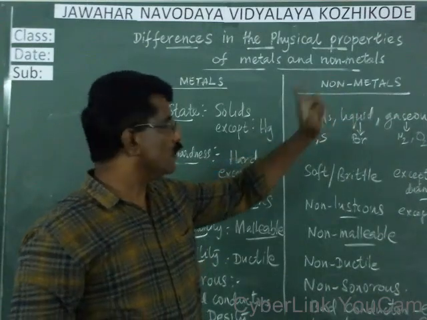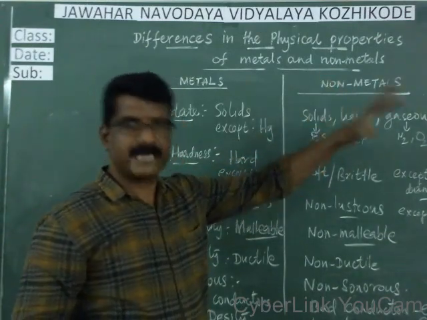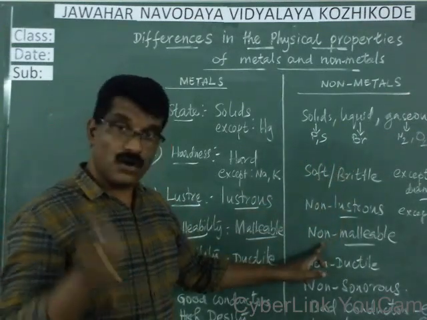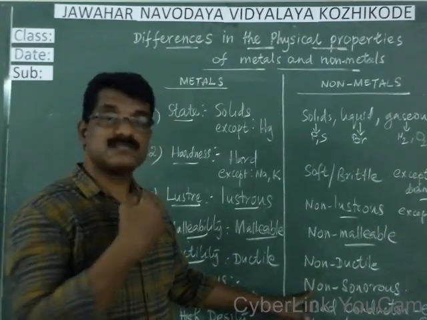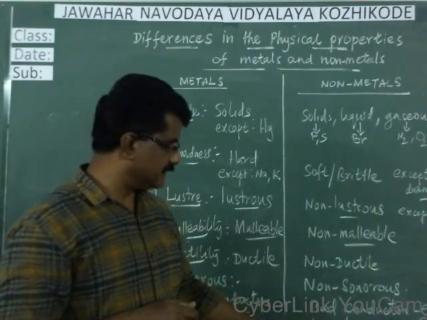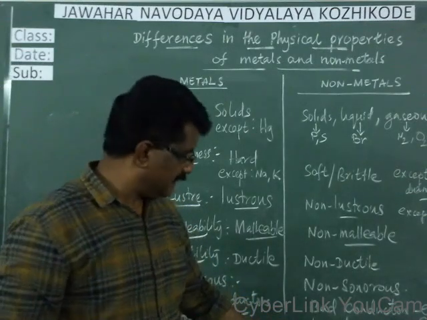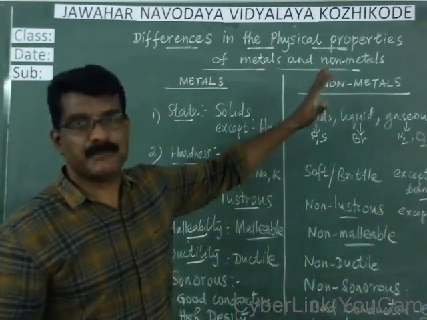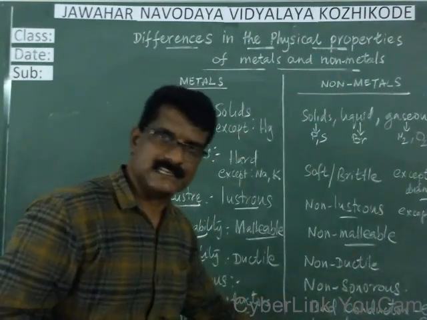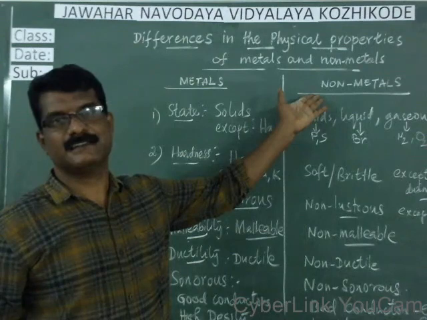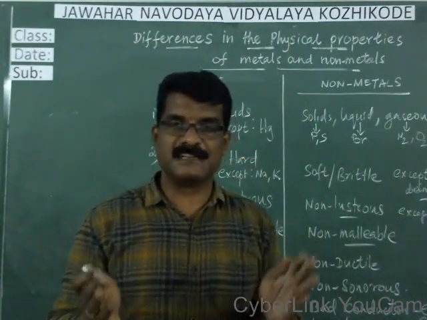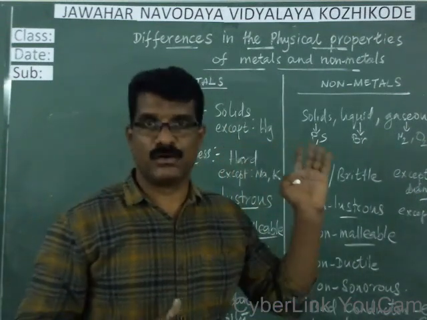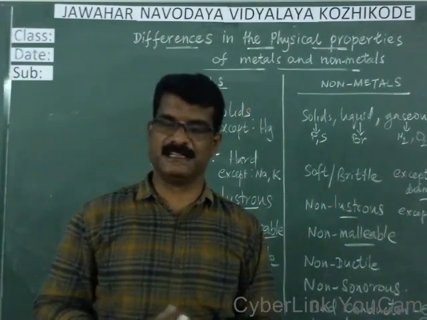And see the non-metals. Non-metals are solid, liquid or gaseous. They are soft or brittle. They are non-lustrous, non-malleable, non-ductile, non-sonorous. They are bad conductors of heat and electricity. They have less density and a low boiling point and melting point. So those elements which possess these characteristics are kept under non-metals. This is how the elements are classified into metals and non-metals based on their physical properties. Hope you understood this.